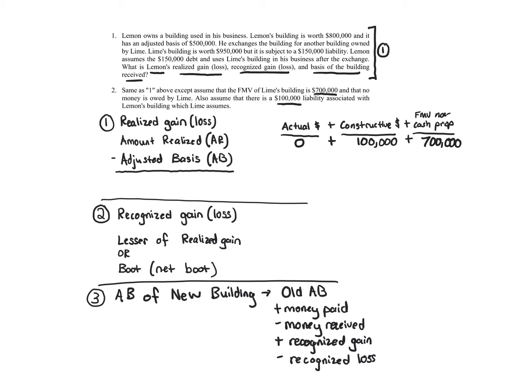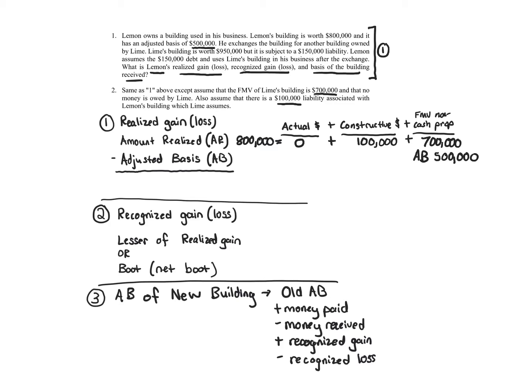So again, Lemon's getting just those two things. So Lemon's amount realized equals $800,000. Minus adjusted basis of property given up. So we're going to start with the adjusted basis of Lemon's building. We're not told anything in problem 2 about the adjusted basis of Lemon's building, but we are told in problem 1 it's $500,000. So we stick with that $500,000 because it did not change in problem 2.